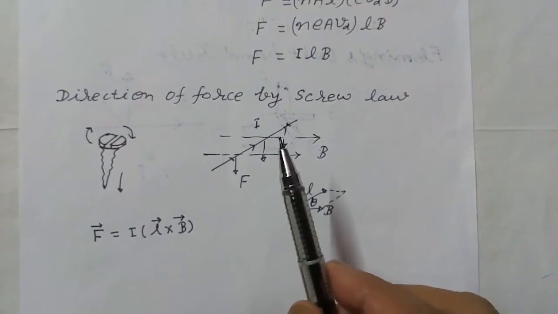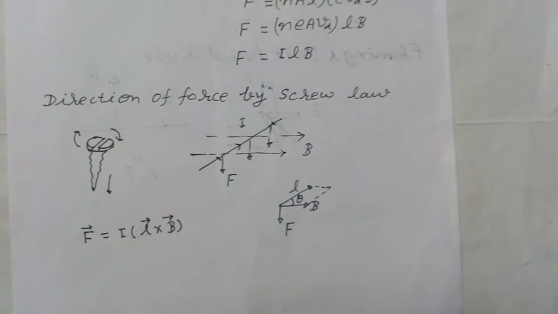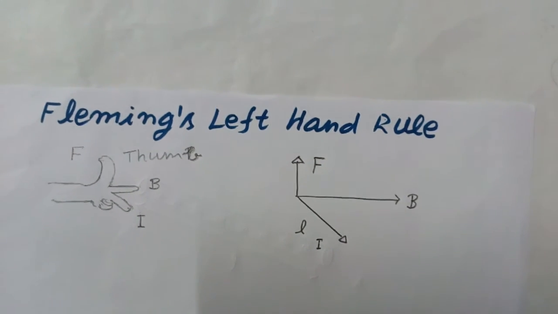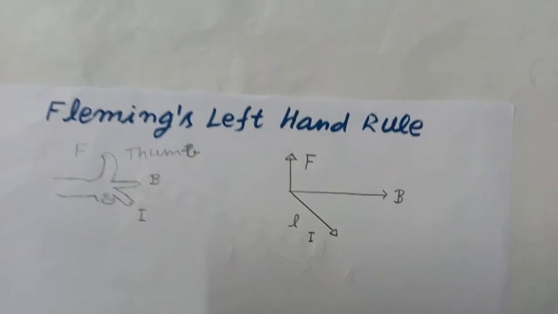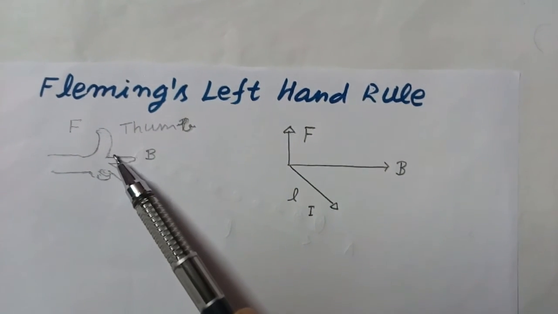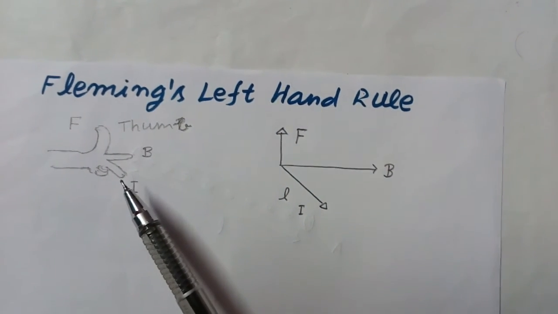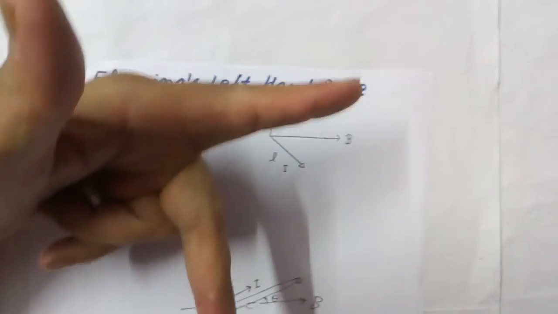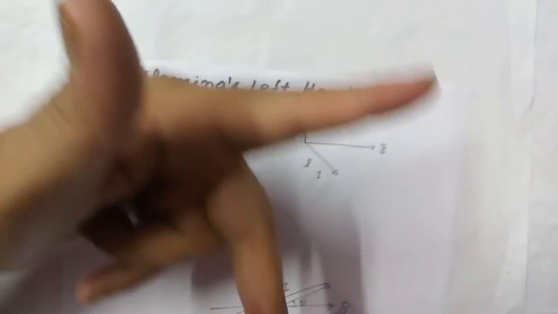अब एक और भी रूल है जिसे हम कहते हैं फ्लेमिंग्स लेफ्ट हैंड रूल. We will try to understand with the help of Fleming's left hand rule. Fleming's left hand rule says that if we stretch thumb, forefinger, this is thumb and this is forefinger adjacent to this thumb, and this is middle finger. So when we stretch them so that they are mutually perpendicular like this. Okay. This is thumb, this is forefinger and this is middle finger.